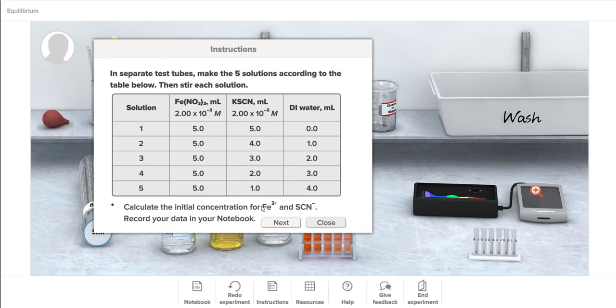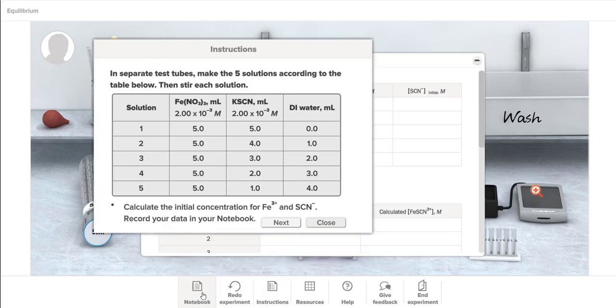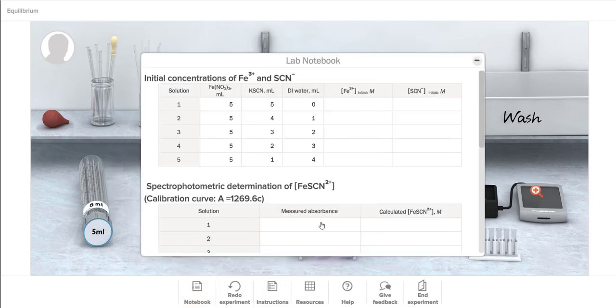2 reactants. So by initial concentrations, it means before they start reacting, but after we have mixed them. So we're given here what the concentrations of the solutions were before we mixed them, and then we're given what the volumes are that we mixed them to. So we're going to use the dilution equation, M1V1 equals M2V2, to calculate what our new concentration is going to be, and then record that in our notebook.